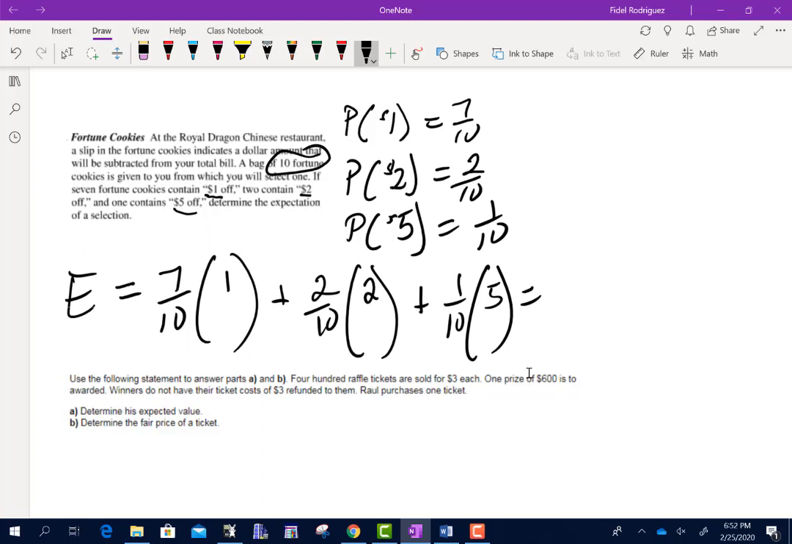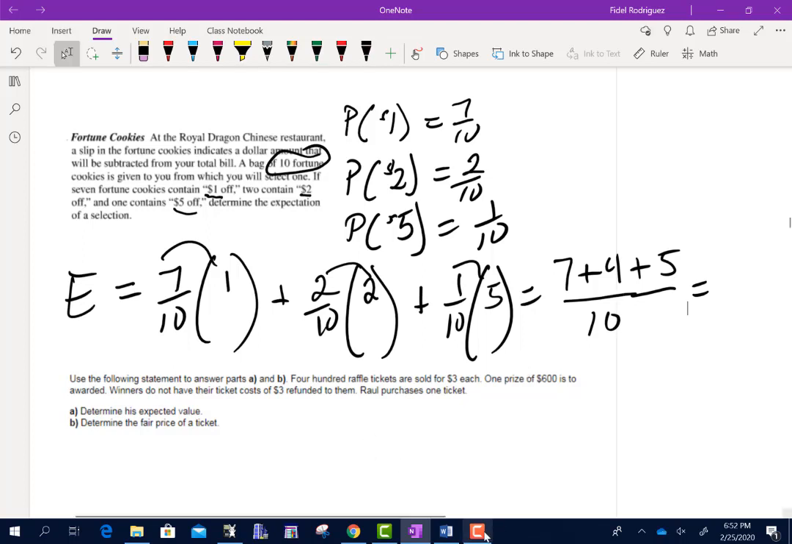Okay, so we already know that our common denominator here is going to be 10, so let's do that. That's going to be 7 plus, let's multiply those, that's going to be 4 plus, let's multiply those, that's going to be 5. So 7 plus 4 is 11, plus 5 is 16. 16 out of 10 is the same thing as $1.60, right? That's roughly how much we're going to gain by doing this thing.